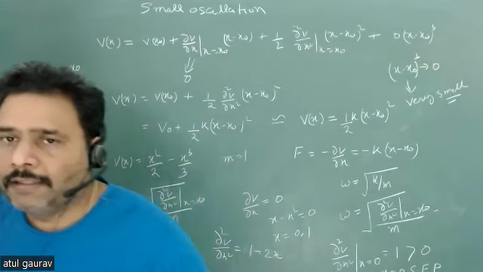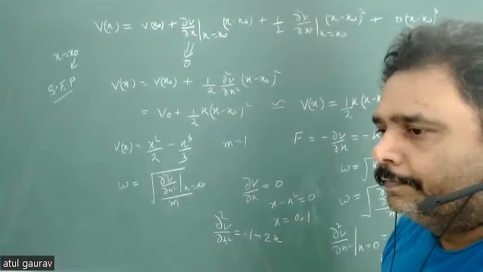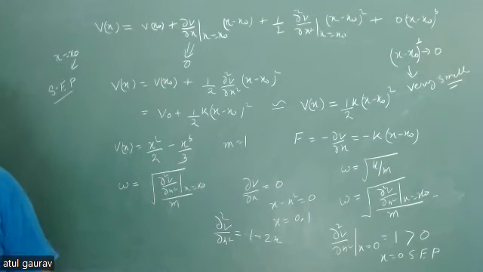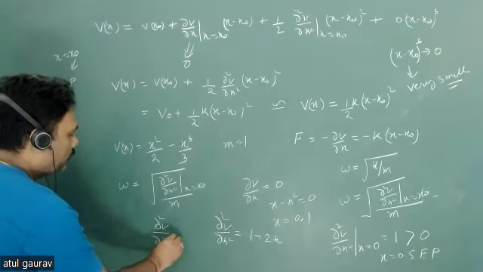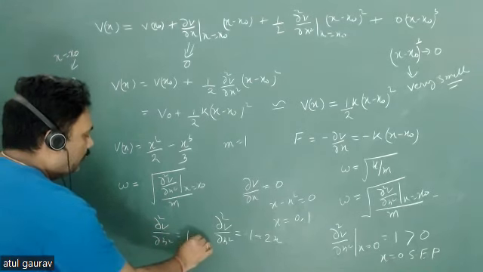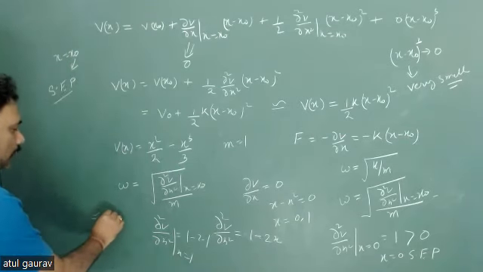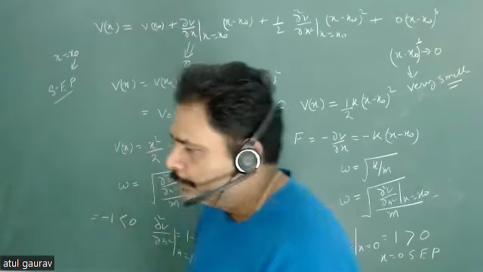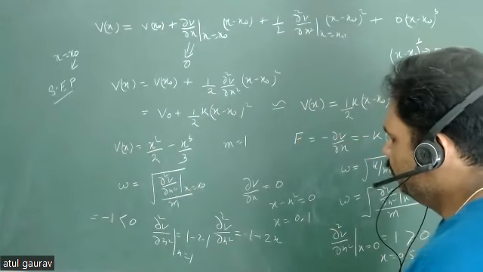So x is equal to 0 is basically the stable equilibrium point. X is equal to 0 is what? Stable equilibrium point. Okay. Clear? Okay. Now you can also check what will happen at x is equal to 1. So del square V upon del x square is equal to 1 minus 2 into 1 at x is equal to 1, and this value is equal to what? Minus 1, which is less than 0. So x is equal to 1 is what? Unstable equilibrium point. Isn't it? Yes, sir, that is an unstable equilibrium point.